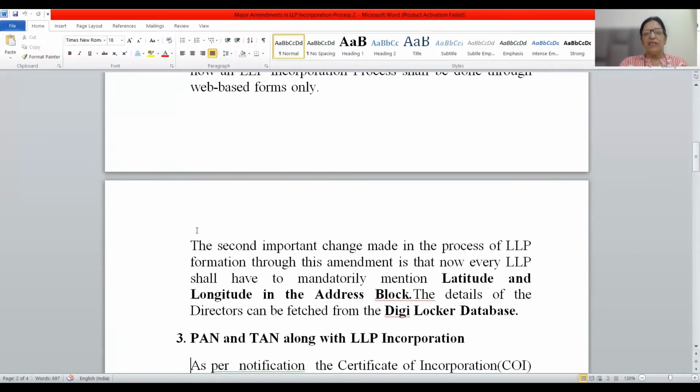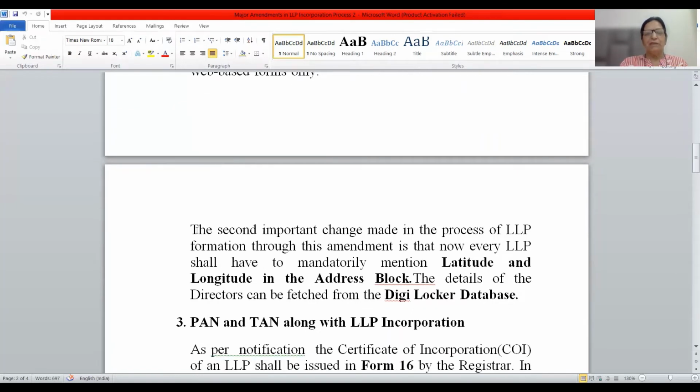The second important change made in the process of LLP formation through this amendment is that now every LLP shall have to compulsorily mention latitude and longitude in the address block. So it is a must for the LLP now that they will have to mention latitude and longitude in the address block. The details of the directors can be fetched from the DigiLocker database. It has been provided that the entire details can be taken from the DigiLocker database.